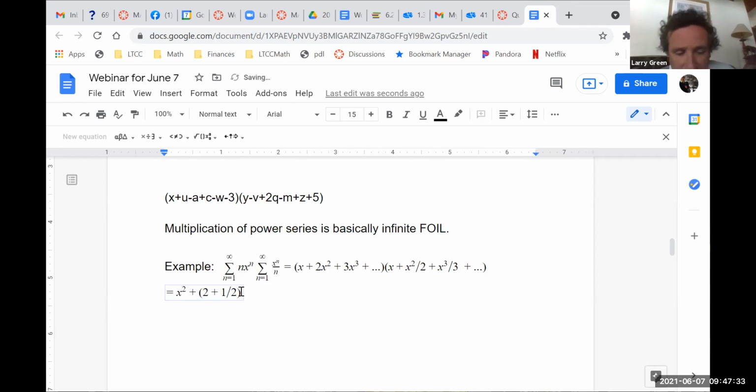X cubed. Any questions on how I got the x cubed term? All right, how about an x to the fourth? The key thing is I don't actually need the x to the fourth term. I don't need this next term because then I'll get x to the fifth from it. But I can get an x to the fourth by taking x times x cubed over 3.